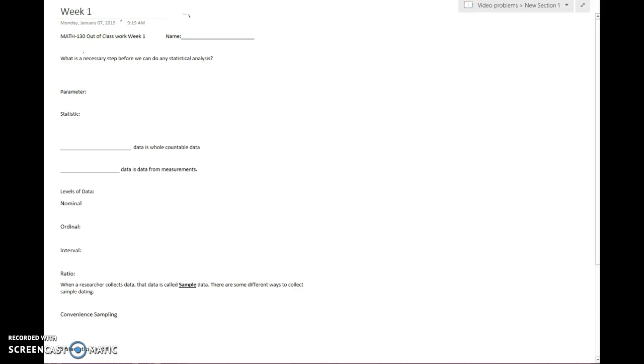So for this week, to start the class, Chapter 1 is really all about data and how we gather data. It says, what is a necessary step before we can do any statistical analysis? Before you can do any stats, you've got to collect data. So we need to get some data.